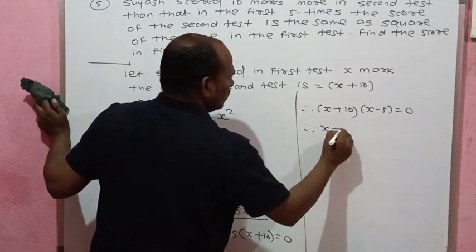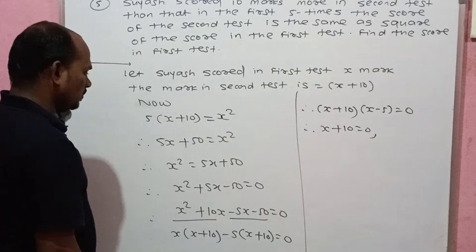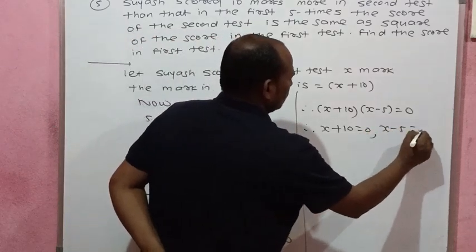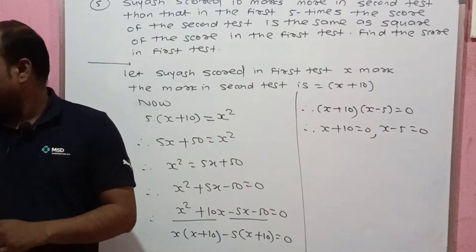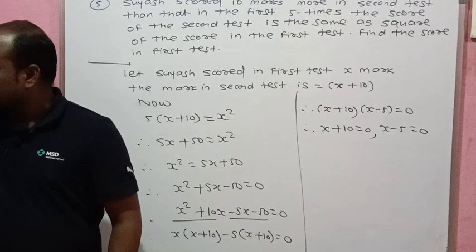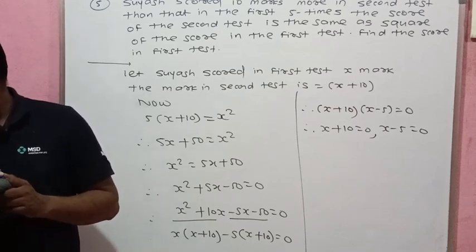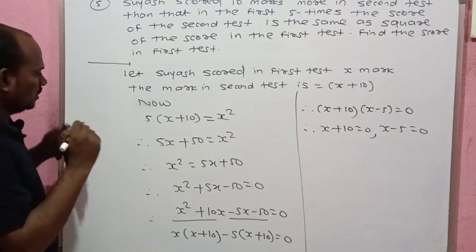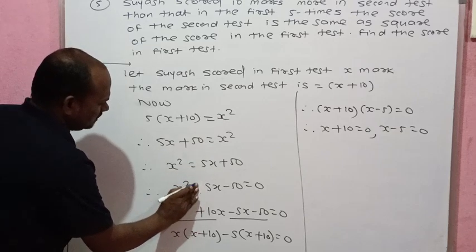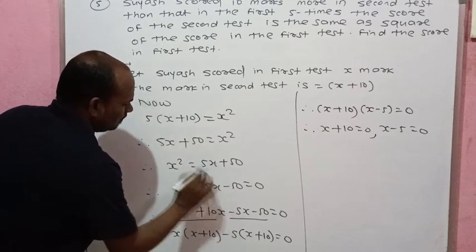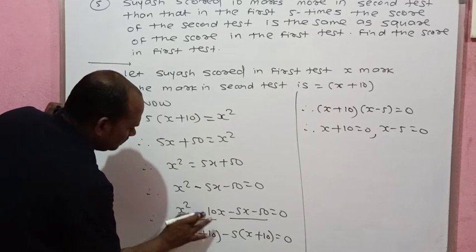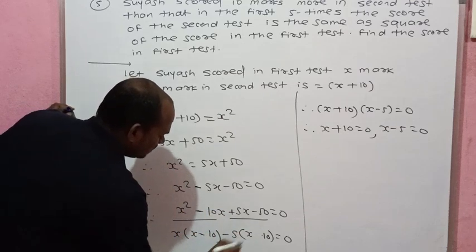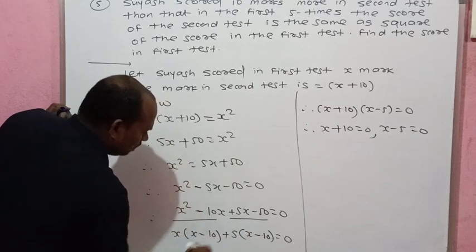Therefore x plus 10 equal to 0, and x minus 5 is equal to 0. Now the final answer will be... now this position is wrong, that is plus minus and plus minus. This is minus and plus. Now this is minus and this is plus.